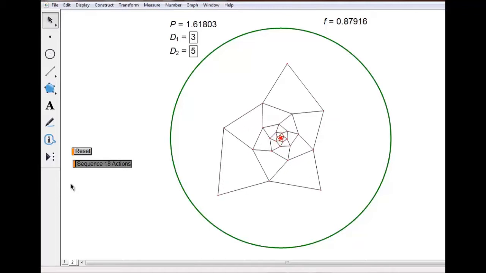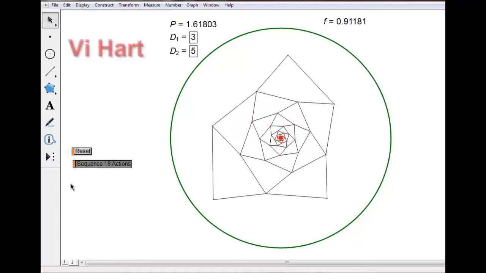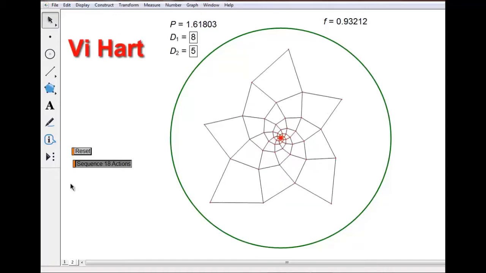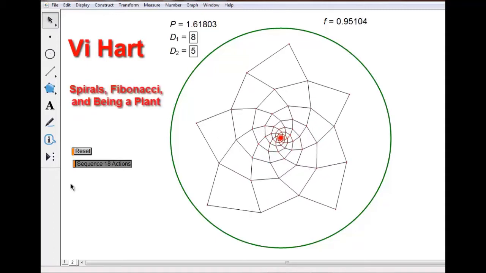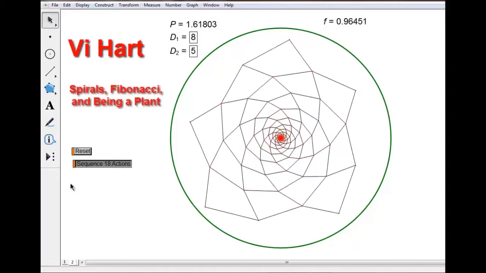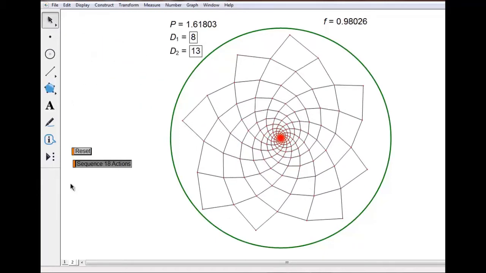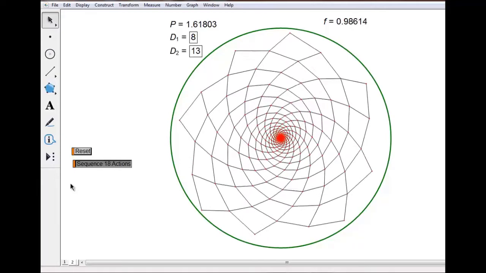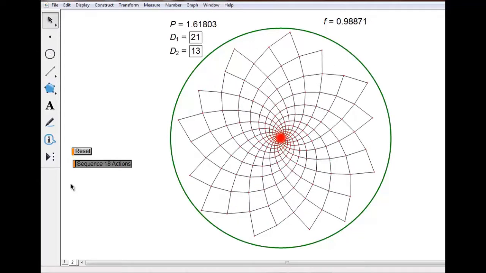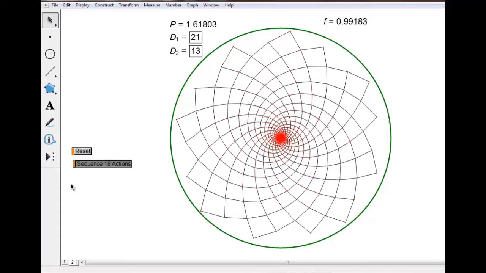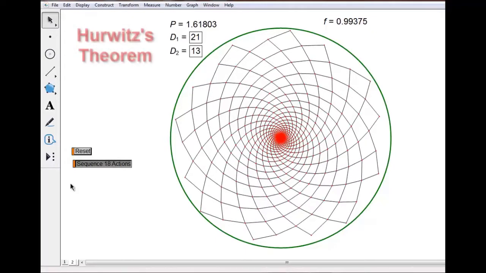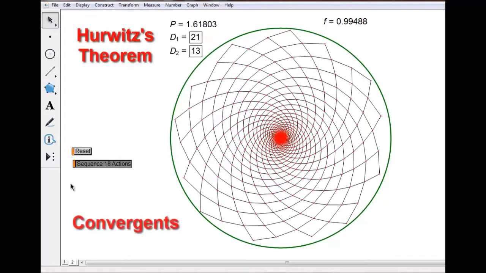Again, if you're interested in why plants grow this way, take a look at Vi Hart's 3-part video series on spirals, Fibonacci, and being a plant. Also, if you want to know more about the continued fraction representation of radicals and what precisely is meant by calling a rational approximation exceptional, then you should look into number theory and Hurwitz's theorem and convergence.